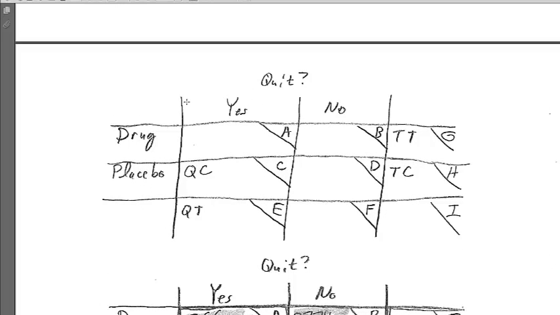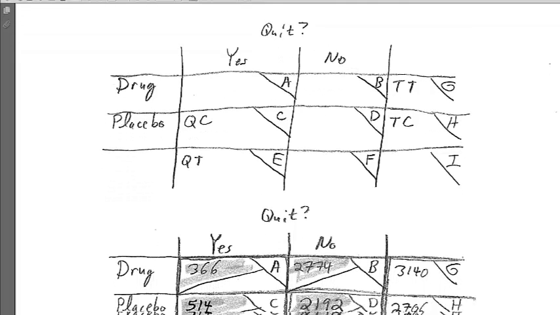And you can see, so drug or placebo are my rows. Did they quit? Yes is column 1, no is column 2. And each cell is labeled as A, B, C, or D. We were given QT, QC, TC, and TT. Since we were given those, we can then figure out the rest of the numbers.